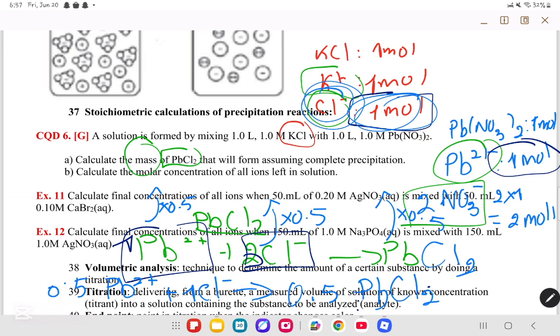So let's find the mass of PbCl2 formed. It's going to be 0.5 times the molar mass of PbCl2. First of all, what is the mass of Pb? Let me find it one second on the periodic table.